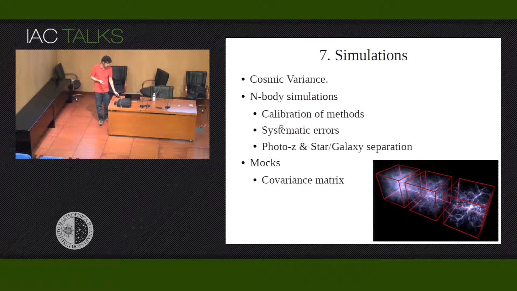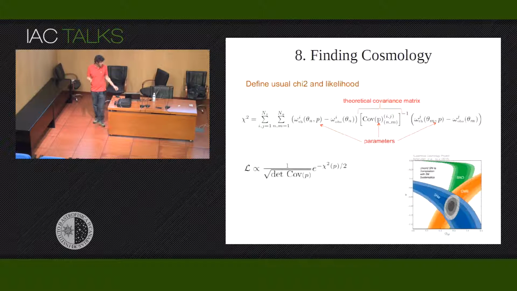For example, in BOSS, they generate like 600 mocks of hundreds of thousands of galaxies in order to study the covariance matrix in the angular correlation function. And finally, we measure the angular correlation function. We have the theoretical model, and using typical mathematical procedures, we can get to the final result of our analysis, of our study.